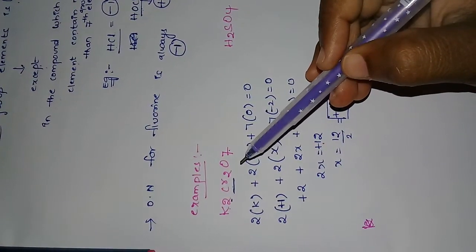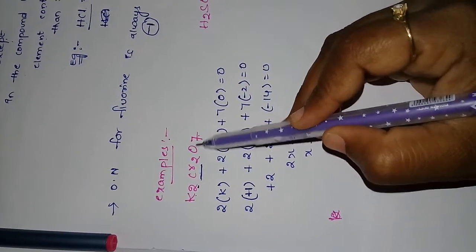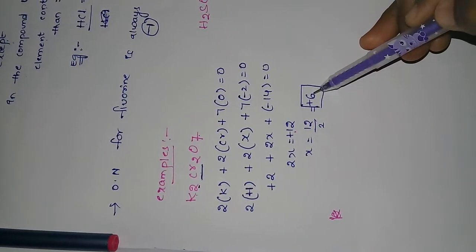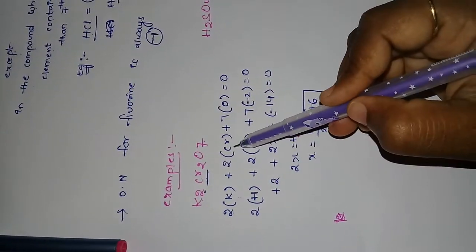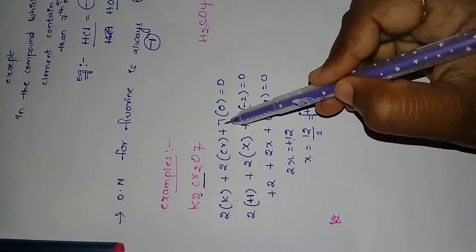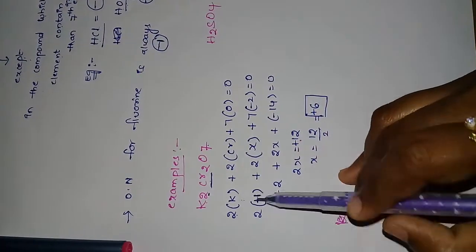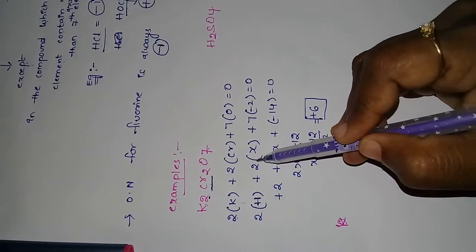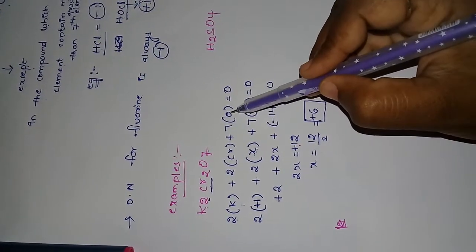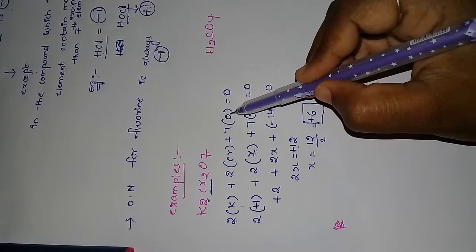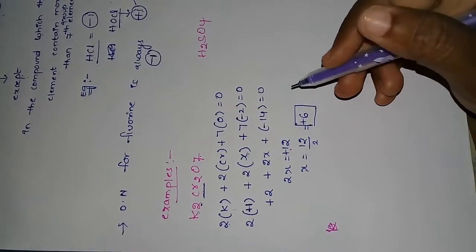Understood what I told? In K2Cr2O7, we find chromium oxidation state as +6. Take 2 into K plus 2 into Cr, because we find oxidation state for chromium, plus 7 into oxygen. Potassium belongs to first group, so for all first group elements the oxidation state is +1, and for chromium taken as X, and plus 7 into oxygen oxidation state is -2. So like this we get chromium oxidation state as +6.